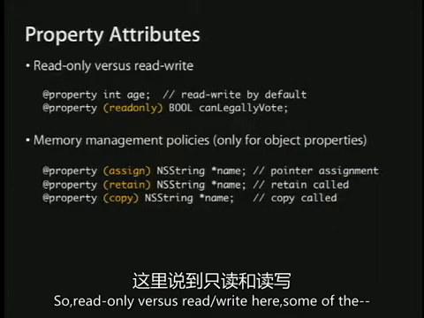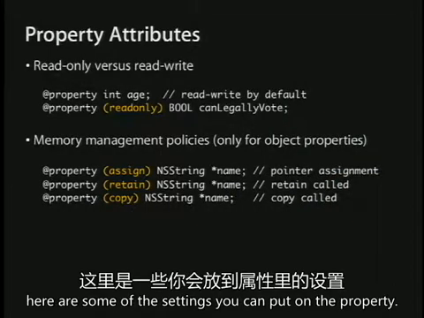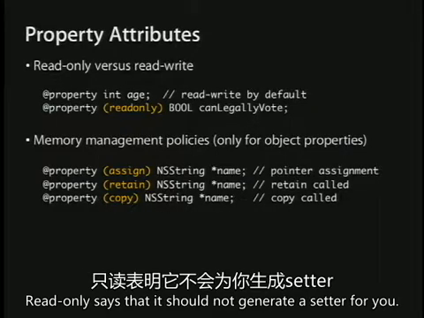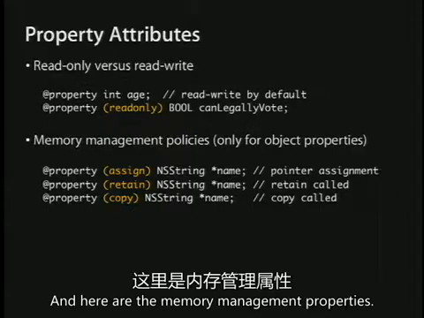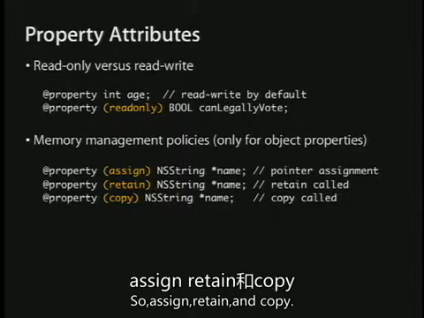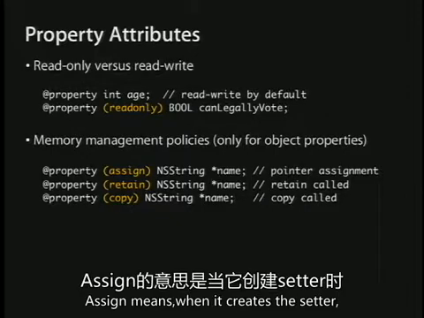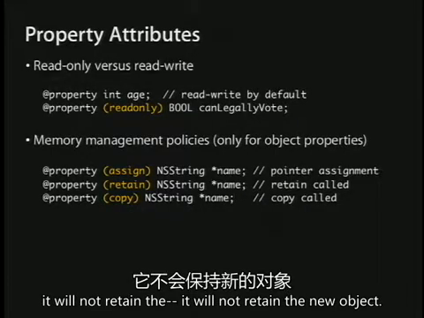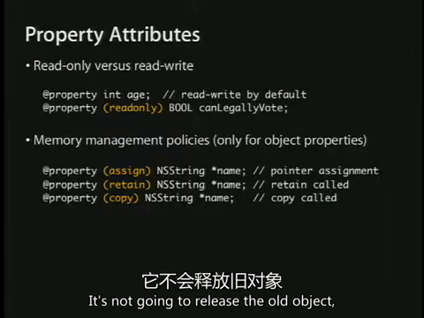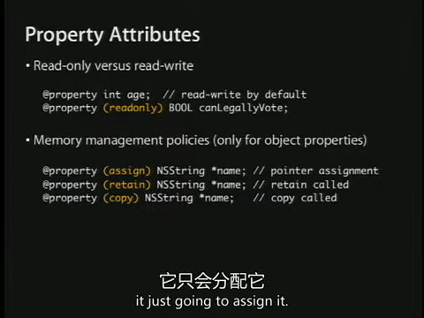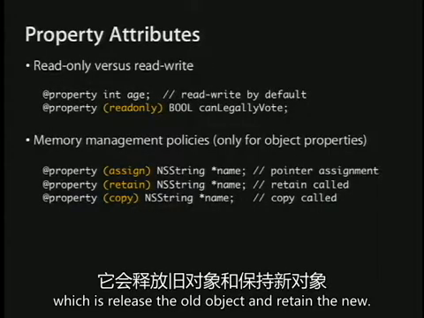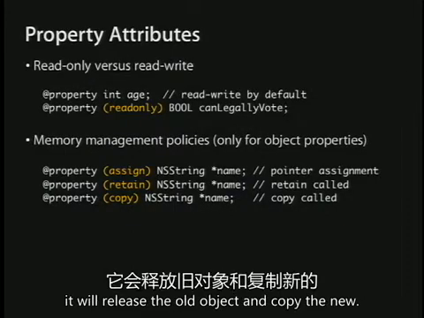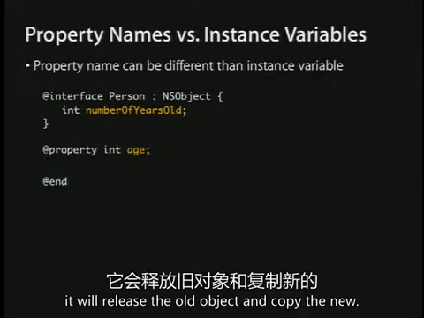So read-only versus read-write. Here are some of the settings you can put on a property. Read-only says that it should not generate a setter for you. It only generates the getter. And here are the memory management properties: assign, retain, and copy. Assign means when it creates the setter, it will not retain the new object, and it's not going to release the old object. It's just going to assign it. Retain is going to do what we did earlier, which is release the old object and retain the new. And copy will do the same: it'll release the old object and copy the new.